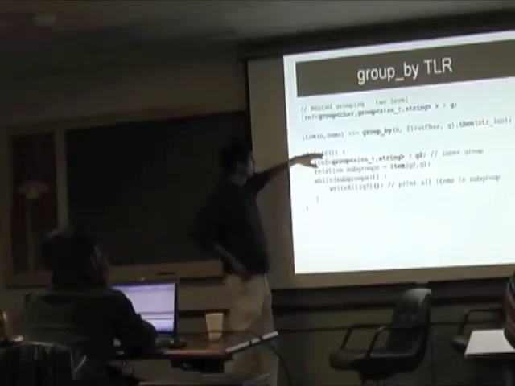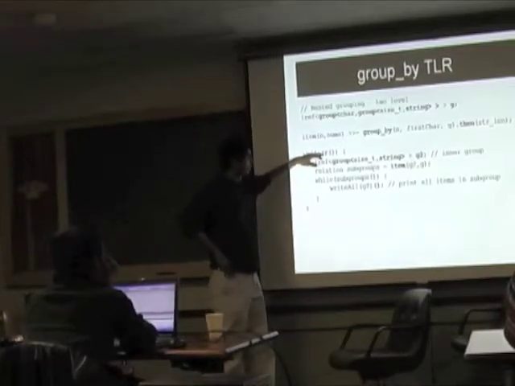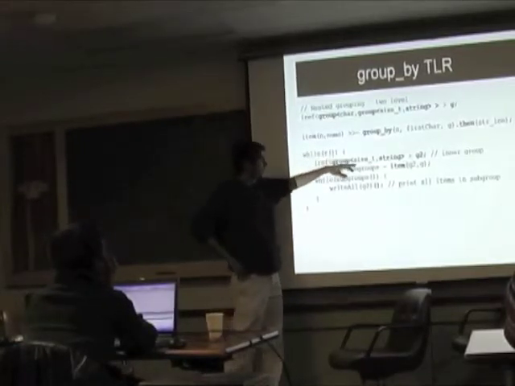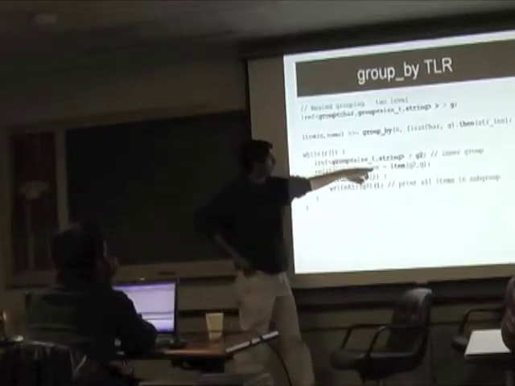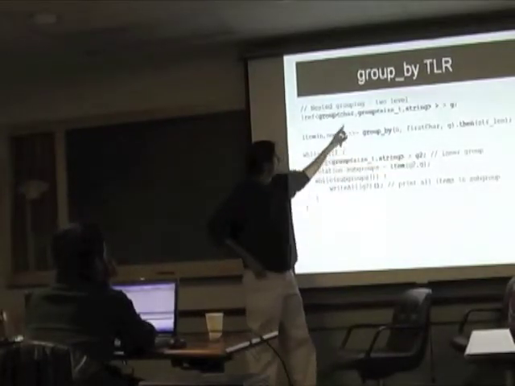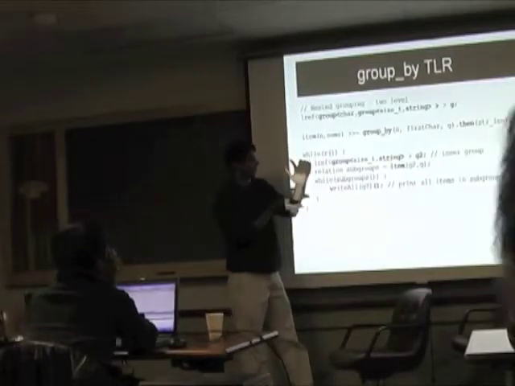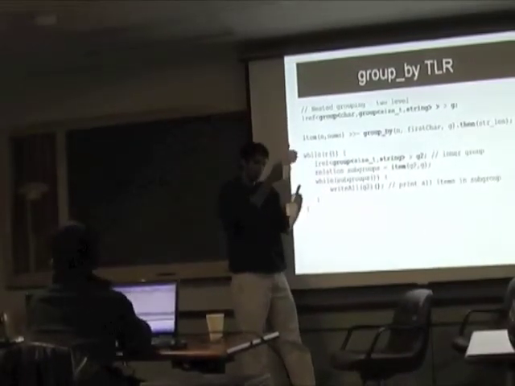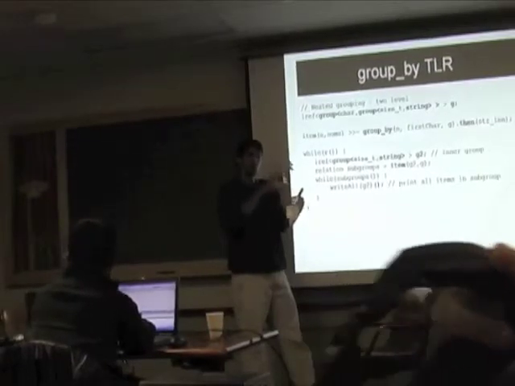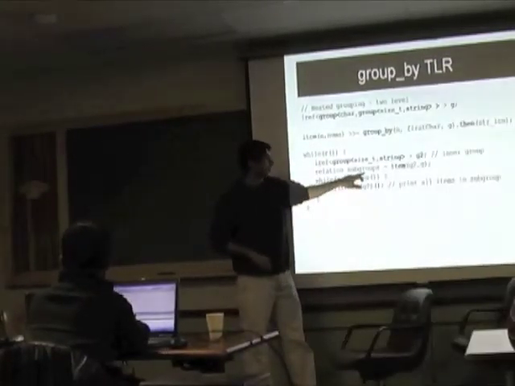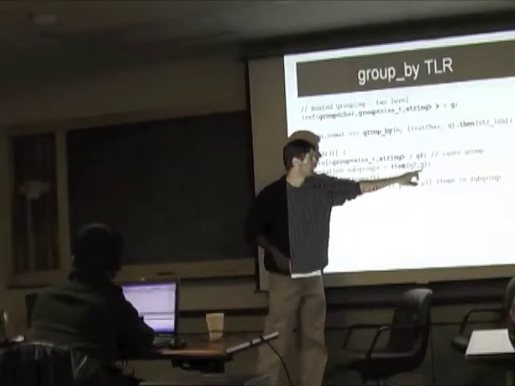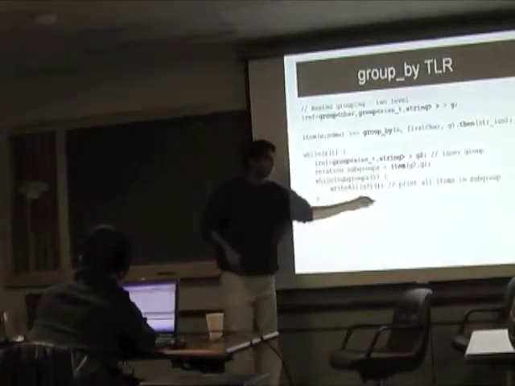So I get the outermost group, and then I got G, which is a set of O's, let's say. And then I'm going to go through each subgroup. Here, G2 is a subgroup of G, and write all G2.